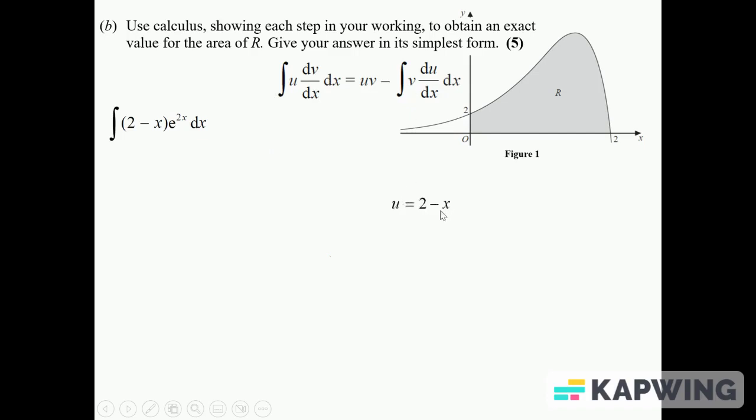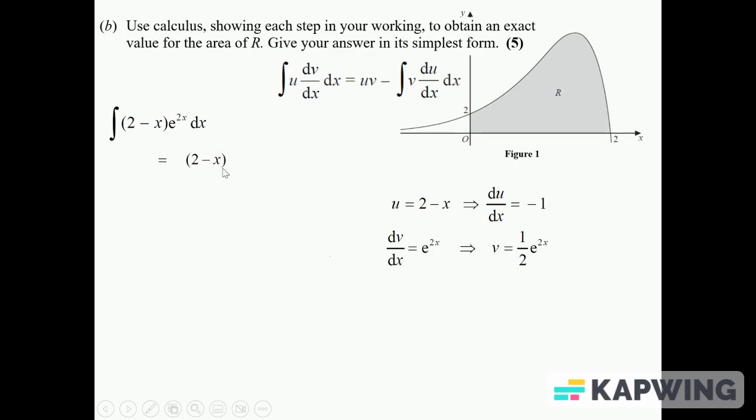The u is going to be the 2 minus x, because that's what I'm going to differentiate, because it'll end up being simpler. The dv over dx in the formula is e to the 2x. So if I differentiate the u, I get minus 1, and integrate the e to the 2x to get the v, I get a half e to the 2x.